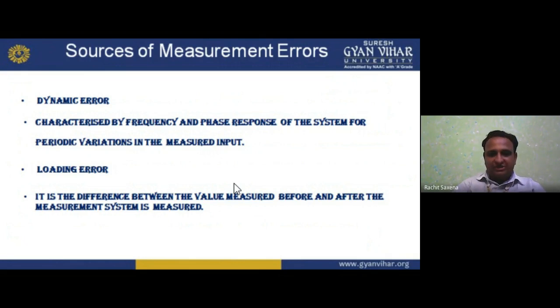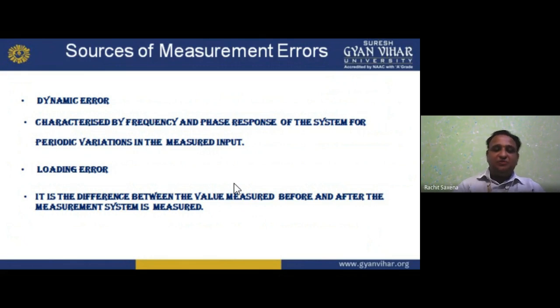The dynamic error is characterized by the frequency and phase response of the system for periodic variation in the measured input. Second, we have the loading error. The dynamic error is characterized by the frequency and phase response of the system for periodic variation in the measured input.